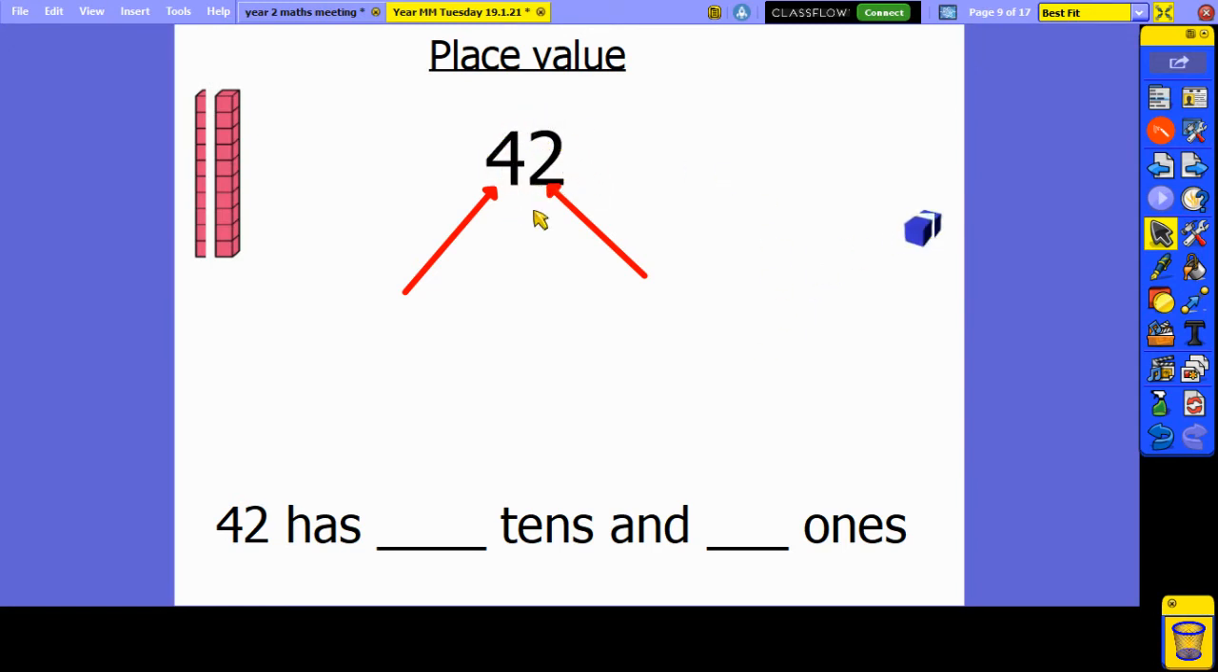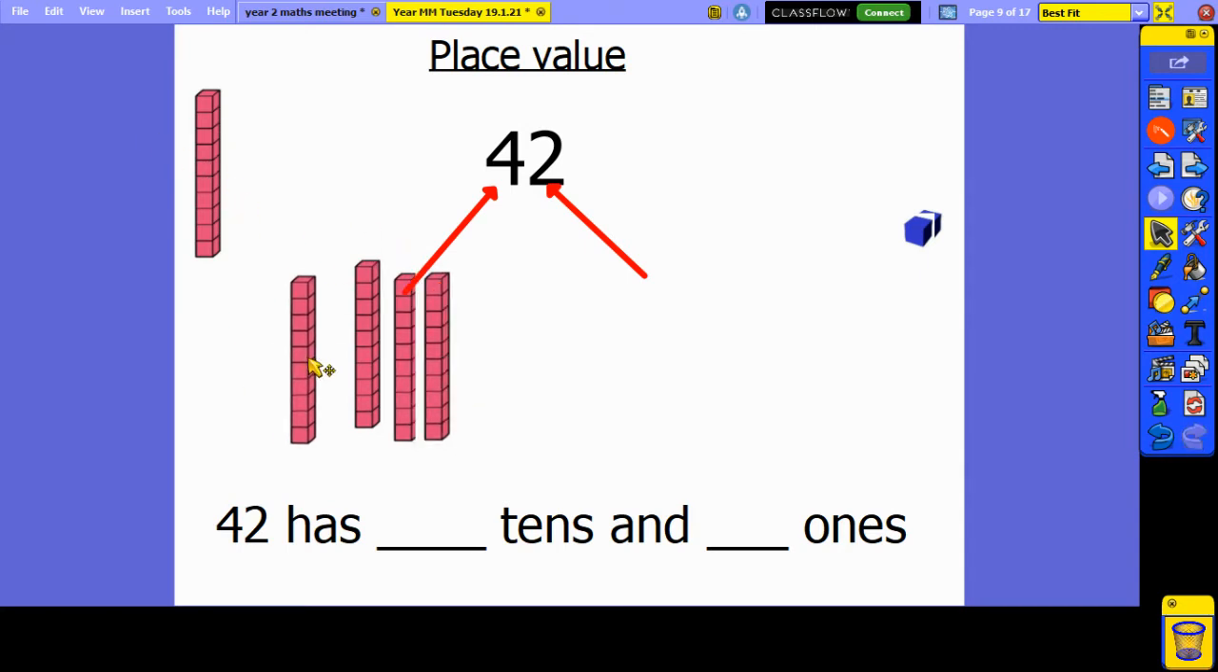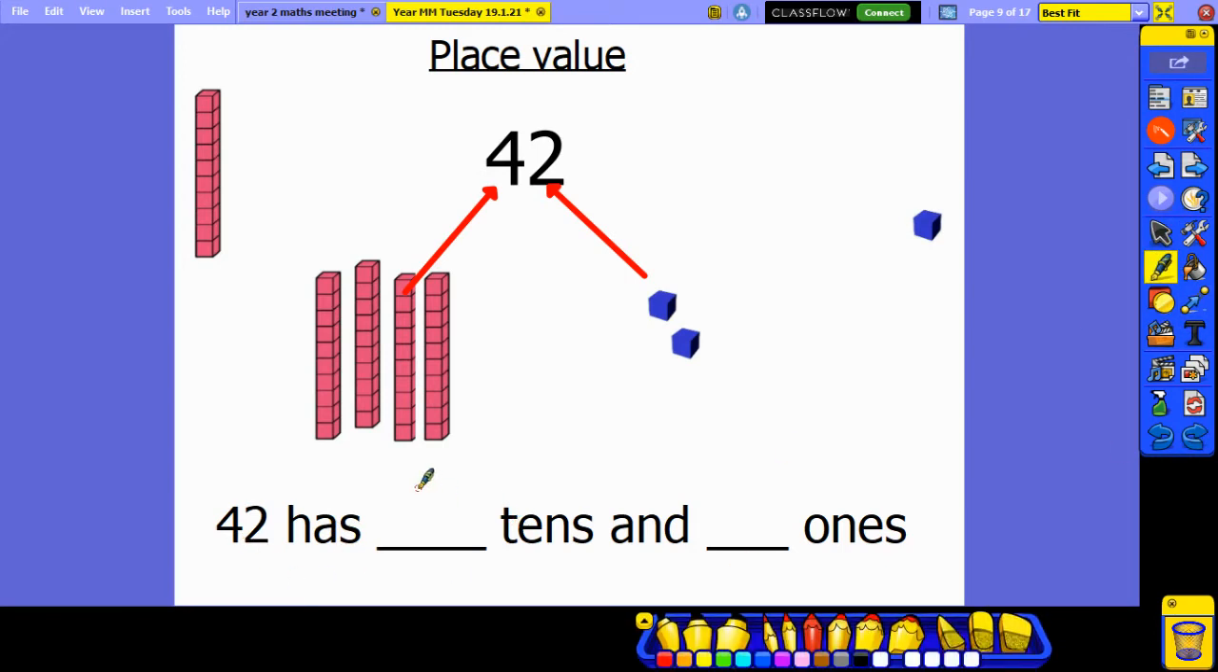Looking at the number 42, what is the value of the number 4 in 42? It's worth 4 tens. 40, 10, 20, 30, 40, 4 tens. And the value of 2 in 42? 2 ones. 1, 2. Well done. In the number 42, 42 has how many tens? 4 tens. And how many ones? 2 ones. 42 has 4 tens and 2 ones.